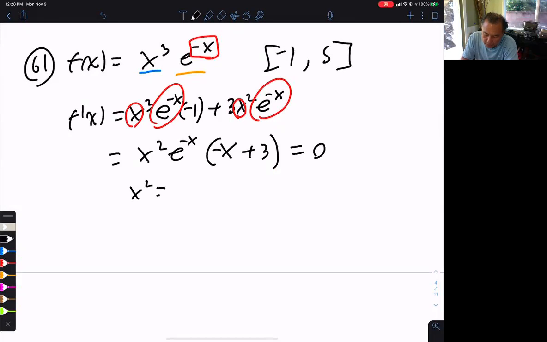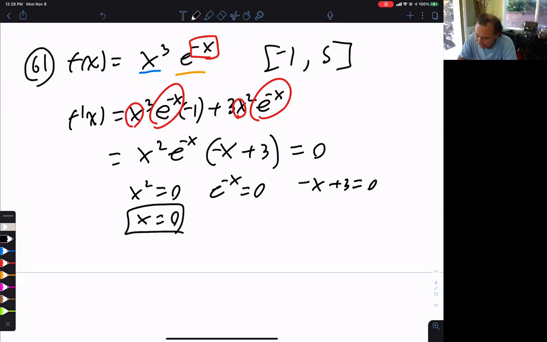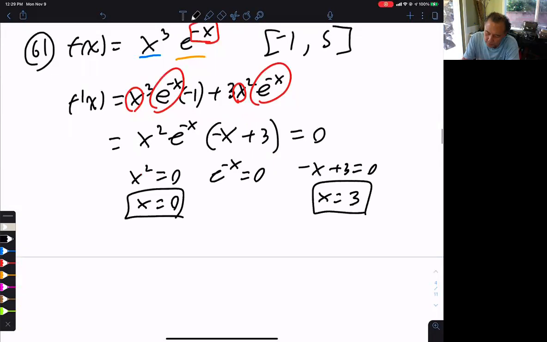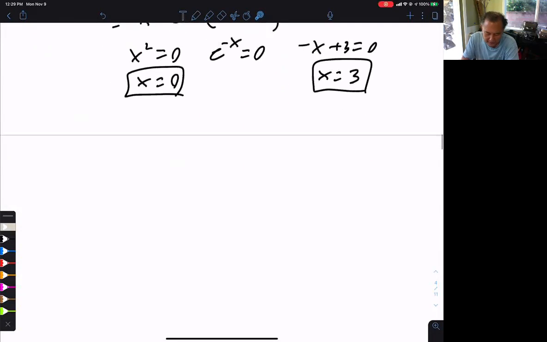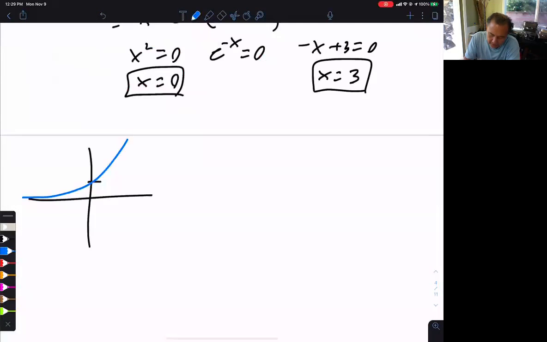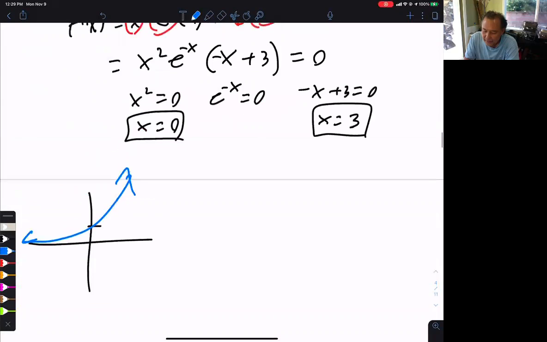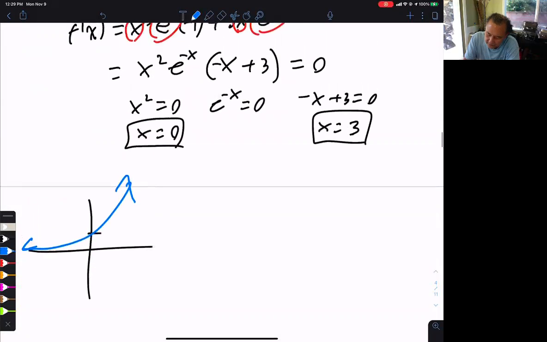Well, I set the first one equal to 0, the second one equal to 0, and the third one equal to 0. And I get 0, and I get 3. Here's the tricky part. You have to know when that equals 0. You have to know what that graph looks like. You have to know e to the x looks like this, right? And if you put a minus in front there, it just flips it.